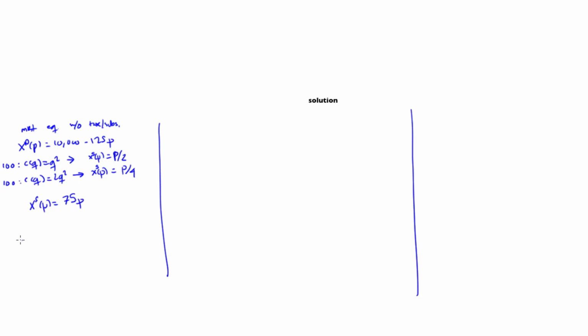Now, what's the market equilibrium? It's going to be given by aggregate demand equals aggregate supply, which implies at equilibrium 10,000 minus 125p equals 75p, and this implies that P star without policy is equal to 50 and Q star is equal to 3750. Okay, so we have the benchmark.